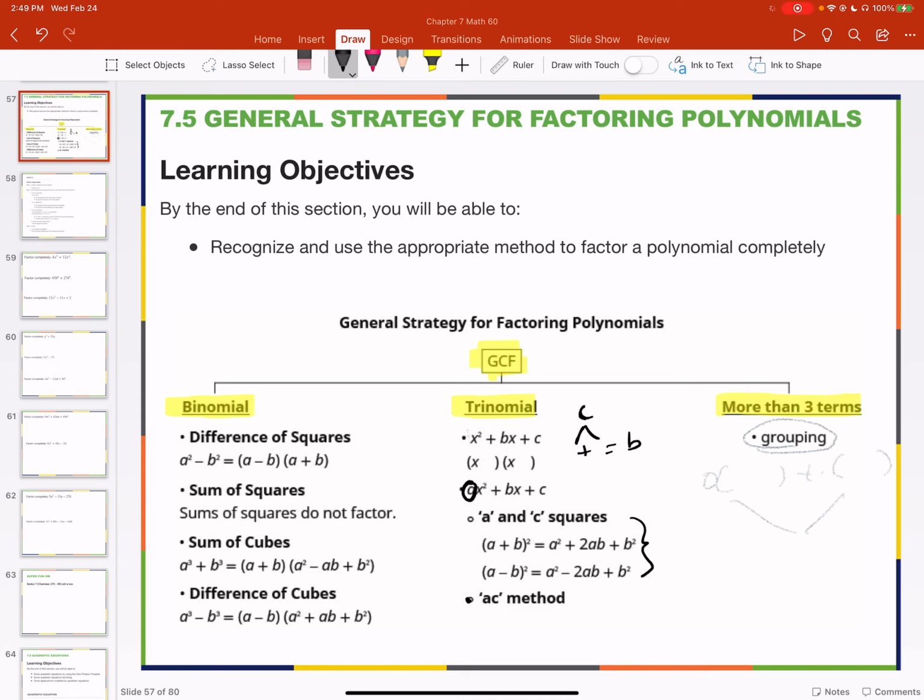If it's a binomial, that means it has two terms only. We check if it's a difference of squares. That means that it's a difference, and both are perfect squares. Then it factors into a plus b, a minus b. If it's the sum of squares, that's not factorable, because sums of squares do not factor. If it's the sum of cubes, we follow the formula, and difference of cubes, same thing.